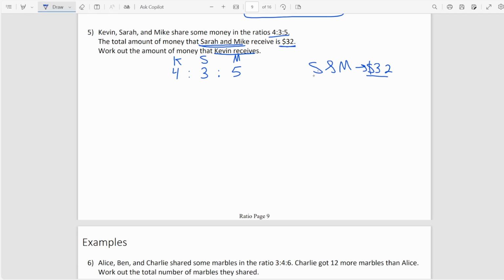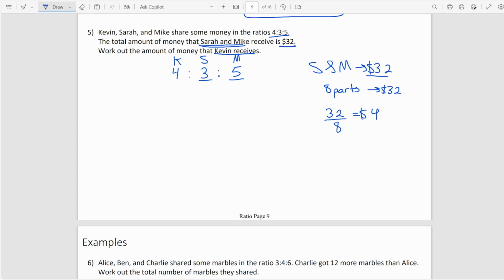Now we know that Sarah and Mike got $32. Now, what are the parts for Sarah and Mike? Well, Sarah has 3 parts and Mike has 5 parts. So 3 plus 5 is 8 parts. So 8 parts gave us $32. So what does 1 part give us? We divide the 32 by 8. We get $4. So $4 is represented by 1 part.